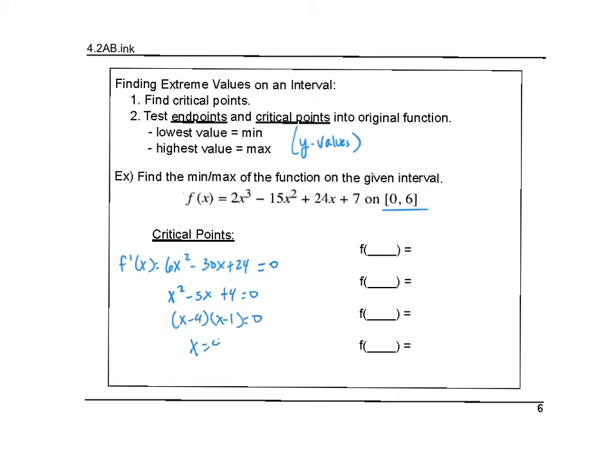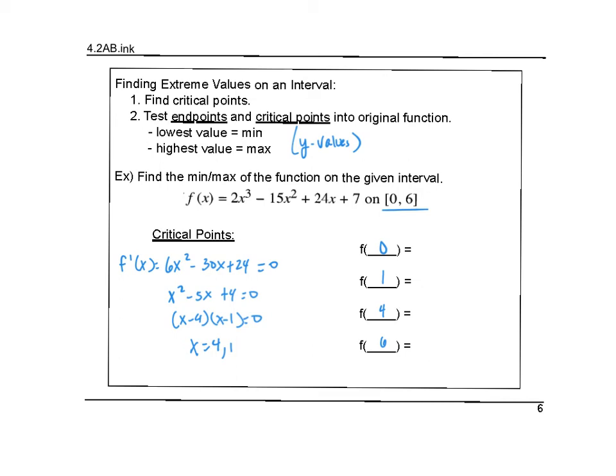So x is equal to 4 and 1, right? So I need to test, those are my critical points, and I need to test my endpoints. So I need function values for 0, 1, 4, and 6. You can use your graphing calculator, go to the table of values, and extract those function values from it, right? Just type that into the y equals and go to your table of values or go to Desmos.